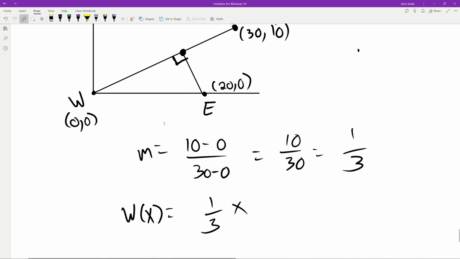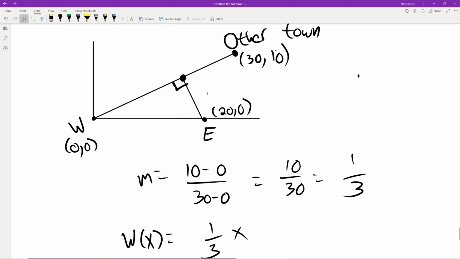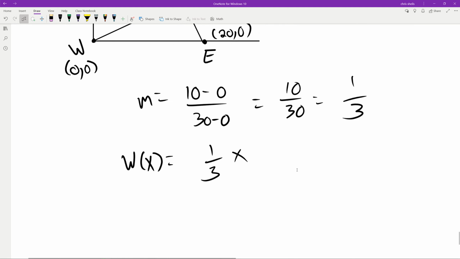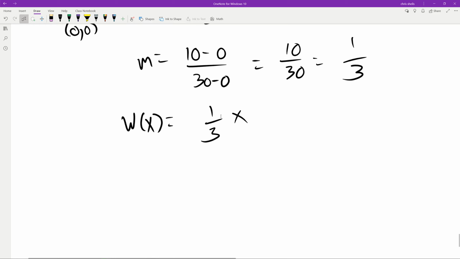Now, we have to find the slope of this other line, and we have to find the equation of this other line. And we have to find where this other line and this first line intersect, and then find the distance from Westboro to that point. So I guess we have to know how to find the equation of a perpendicular line, right?